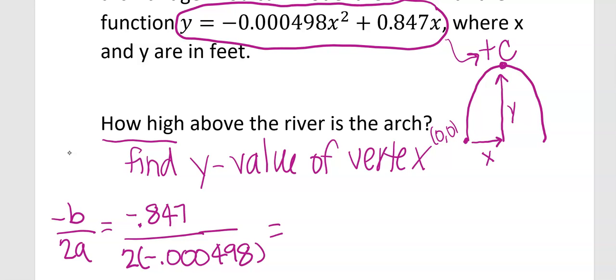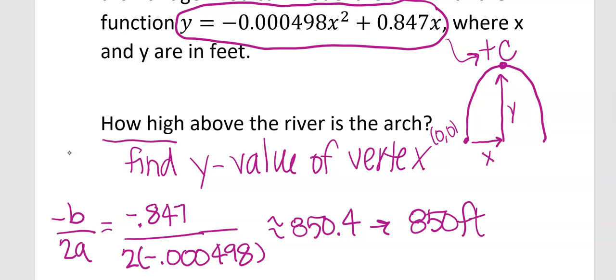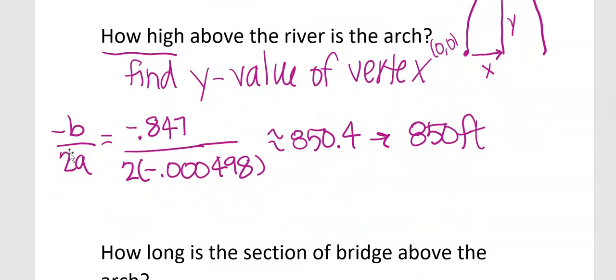And definitely, since these are decimals, leave them that way. This one gives me about 850.4. So I'm going to leave it about 850. So moving to the right from 0, 0, it's about 850 feet. That is the X part of my vertex. Now I need to find the Y. And it just means plug it in.